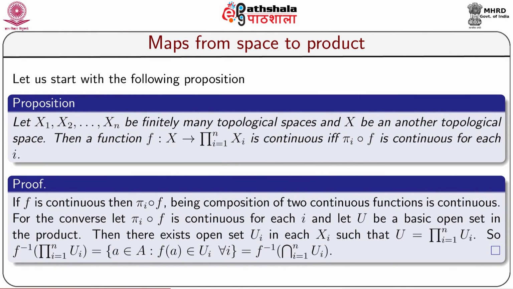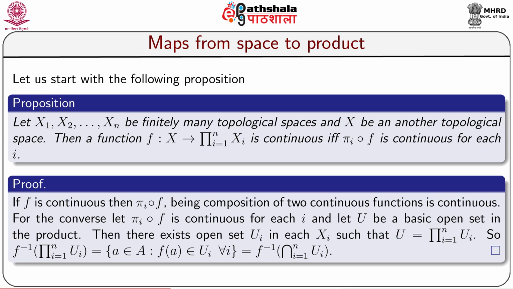Before going to the infinite product, let us observe the following fact for finitely many products. Let X1, X2, ..., Xn be finitely many topological spaces. Without loss of generality, we can consider two spaces, and let A be another topological space. Then a function f from A to the product of Xi is continuous if and only if pi_i composition f is continuous for each i, where pi_i is the ith projection map.